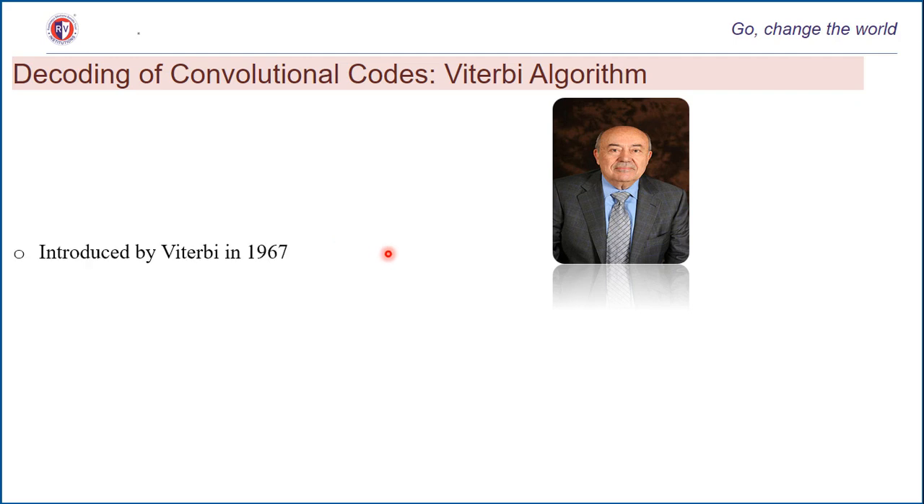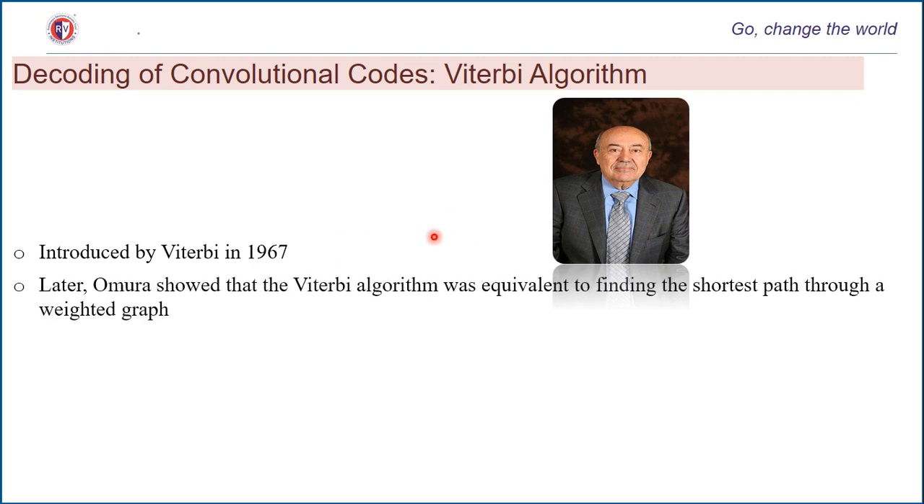There is a well-known algorithm for decoding of convolution codes based on the maximum likelihood estimator, known as the Viterbi algorithm, introduced by Andrew Viterbi in around 1967. Andrew Viterbi graduated from MIT in around the 1950s, and later he pursued his research at the University of California. After obtaining a PhD, he started working on various domains. One of them was the Viterbi algorithm.